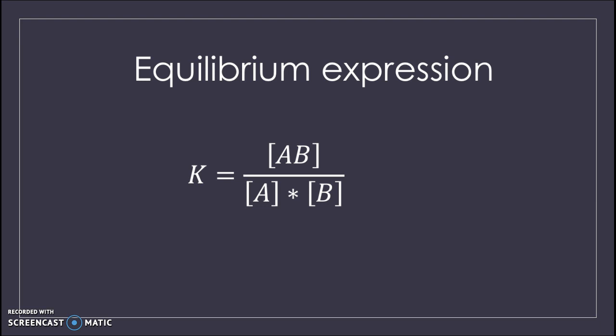The value of the fraction is called Q, and when Q is equal to K, then that means that the reaction is at equilibrium. So when you, for example, increase the concentration of one of the reactants, then the value of Q will go down and will no longer be equal to K. So therefore, at the exact time you add the extra reactants, the reaction will no longer be at equilibrium.